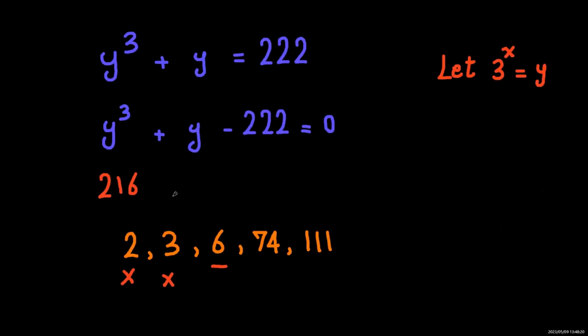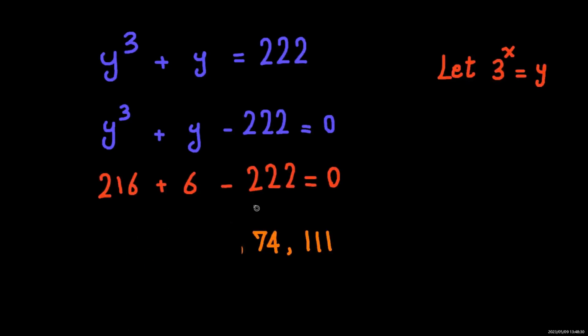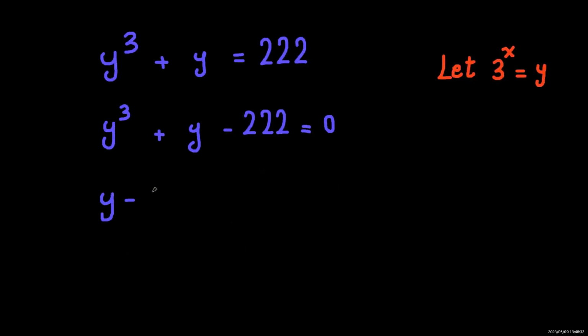2 and 3 are too small, but when we try 6, we realize that 6 is the solution to the equation. So let's rewrite the equation. Now, because 6 is a solution, it would make the equation 0. And also, this is a cubic equation. We take away 1y, so this equation has to be of degree 2, which is a quadratic equation, which we need to find.